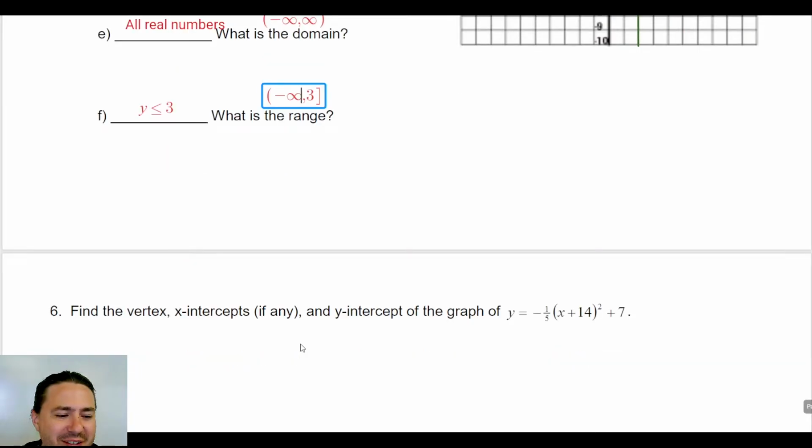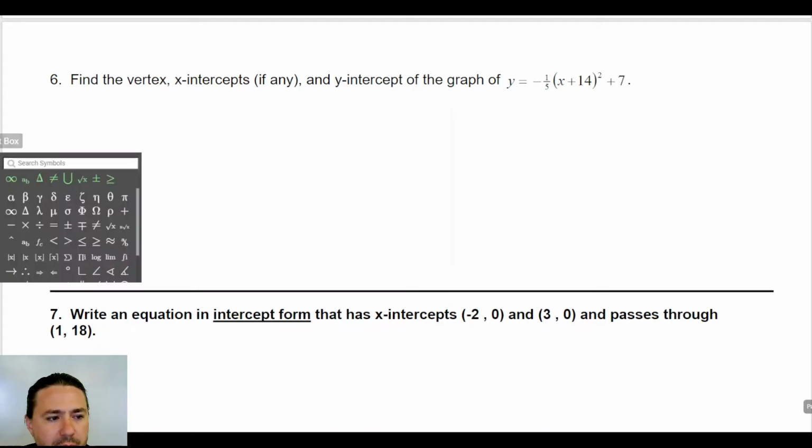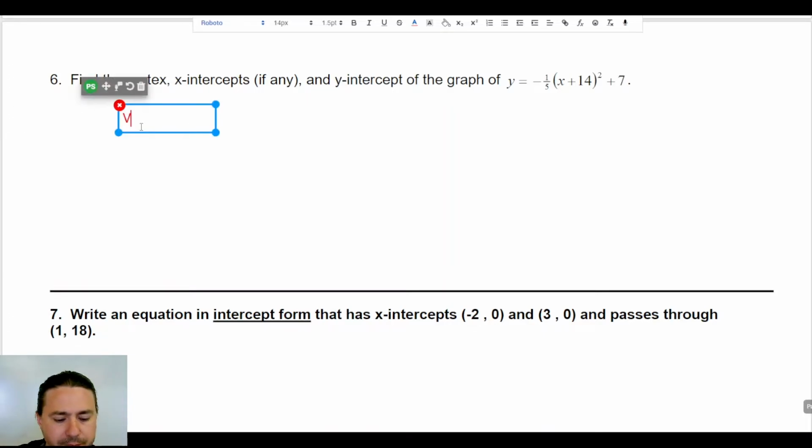Okay, so that's the end of that one. Let's take a look at number 6. We're trying to find the vertex, the x-intercepts, and the y-intercept. The vertex here is probably going to be the easiest thing to find. It's just right here. Here's our h and k. So my vertex is going to be (-14, 7).